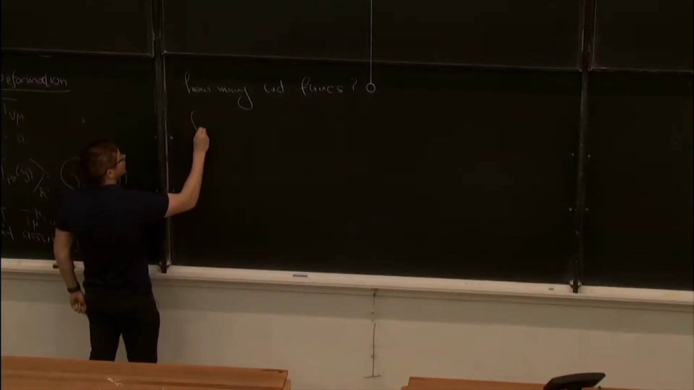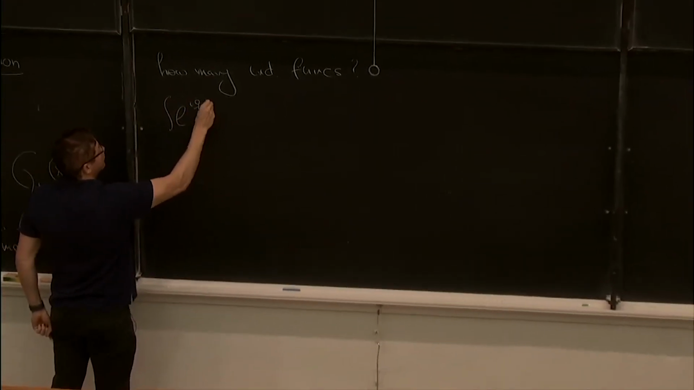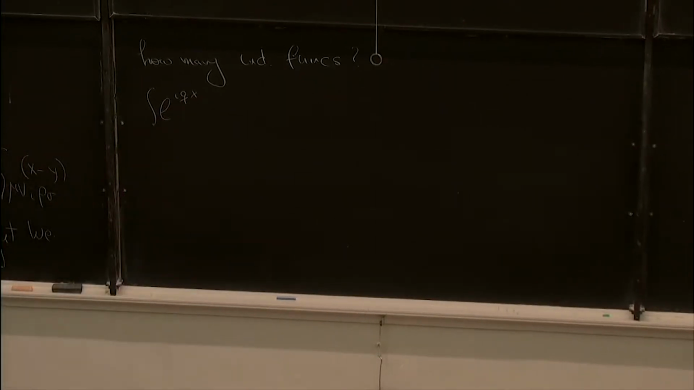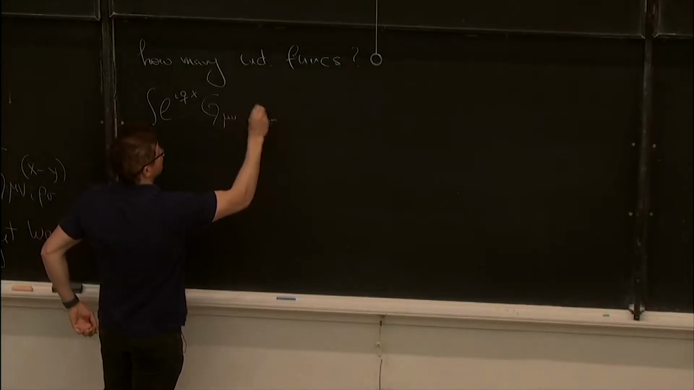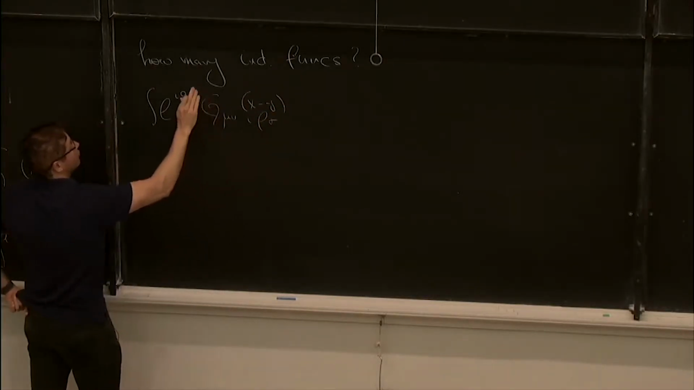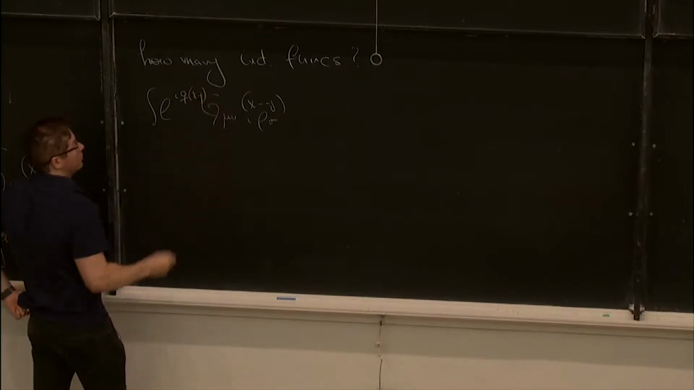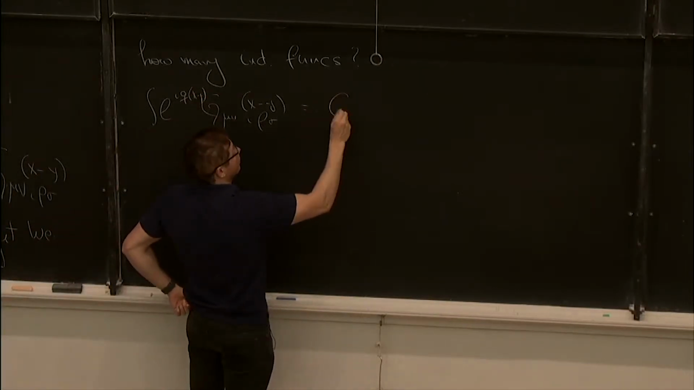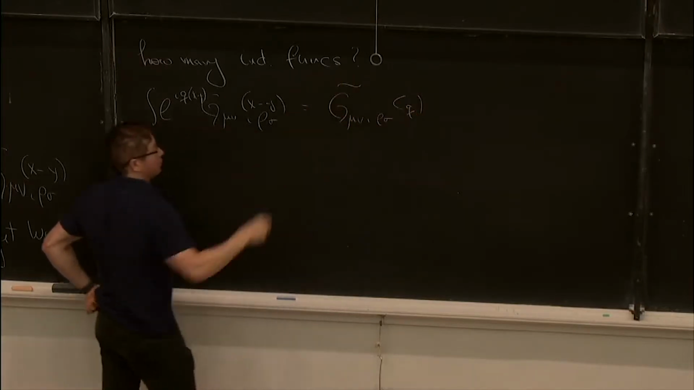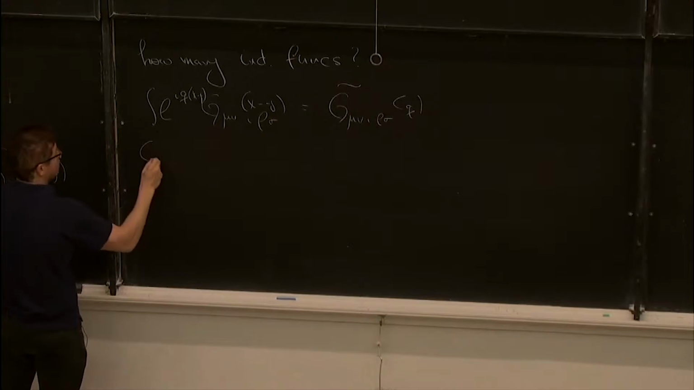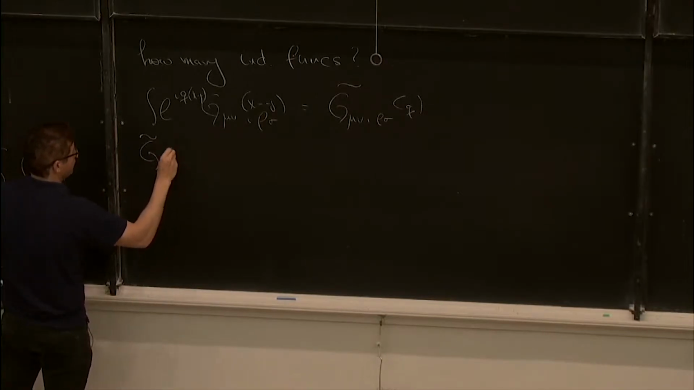The most convenient way I'm aware of solving this problem is to Fourier transform to momentum space, because that constraint becomes algebraic. So we just Fourier transform this function, where this is x minus y. We Fourier transform to momentum space, and then we get some function of q, which we can denote with a twiddle. And now the constraint of conservation becomes algebraic and straightforward to solve.